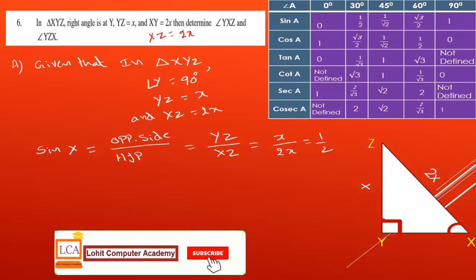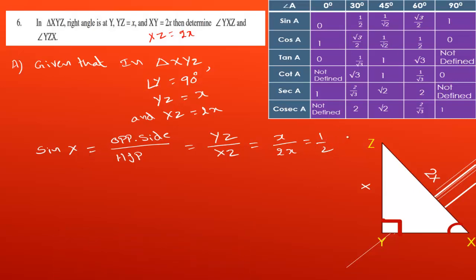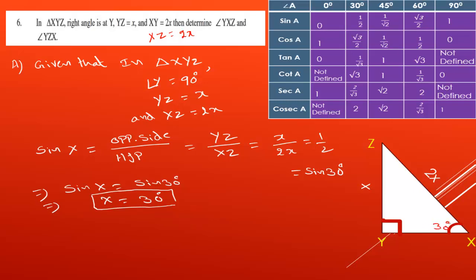So remember, for what angle sin ratio is equal to 1 by 2, that is 1 by 2 equal to sin 30. That implies sin X equal to sin 30 degrees. That implies X equal to 30 degrees. Here we got X as 30 degrees. Now we have to calculate angle YZX, that is angle Z.